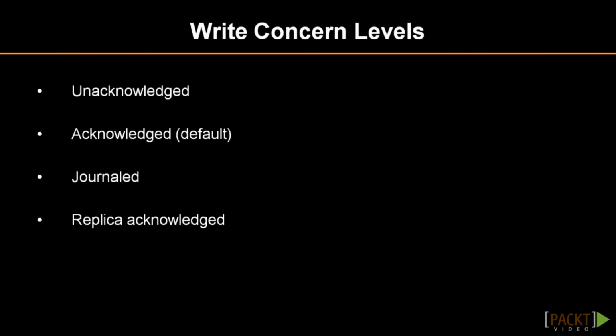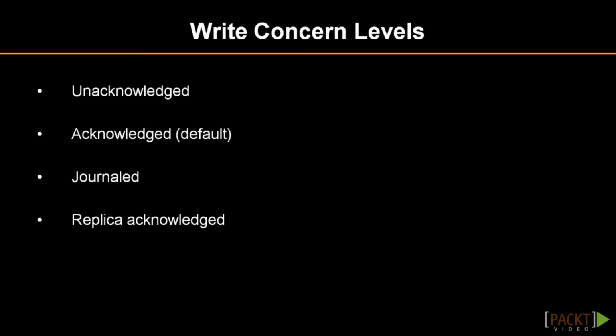Unacknowledged is effectively asynchronous. This write concern tells the Mongo client to send a write and immediately move on. The Mongo client doesn't even wait for the MongoDB process to respond that it received the request. The default write concern is acknowledged. In the case of acknowledged, the Mongo client will wait for the MongoDB process to respond that it received the request. However, that doesn't mean that the MongoDB process has done anything at all with it.